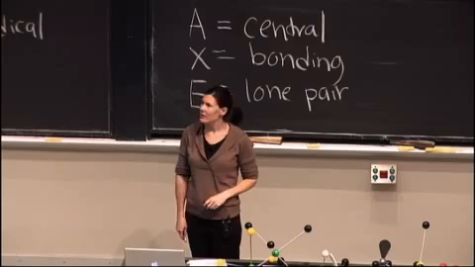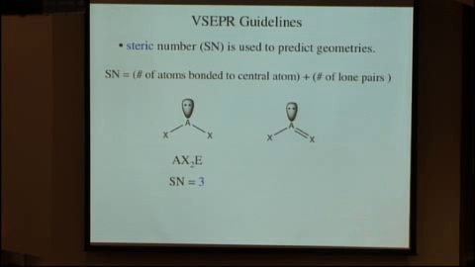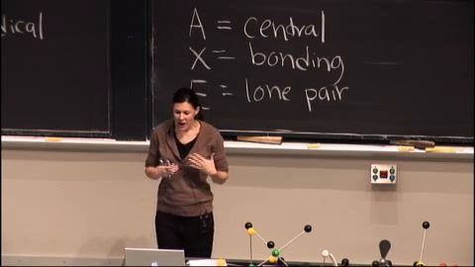Something that I want to point out is that we could have a different molecule, which is also AX2E, but in this case, we have a double bond between the central atom and one of the X atoms. What I want to point out is in VSEPR theory, we treat bonds as bonds. We don't worry about if they're single or double or triple. So again, we call this AX2E. This again has a steric number of 3. So what's important in terms of VSEPR theory is the number of atoms bonded to a central atom. What's not important is the types of bonds that we're dealing with.